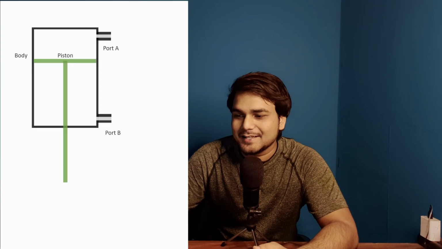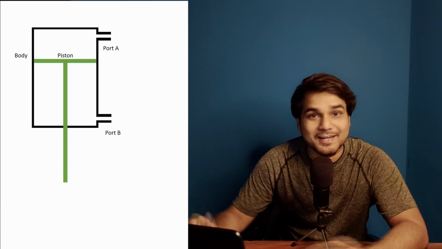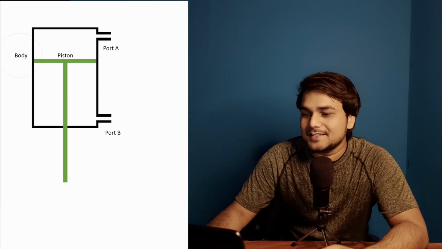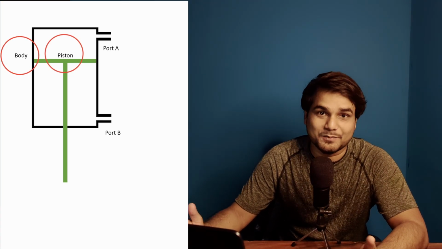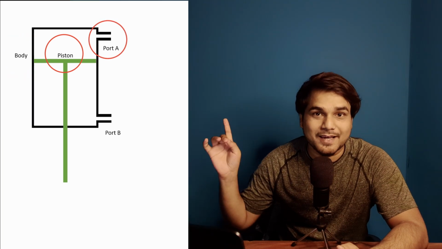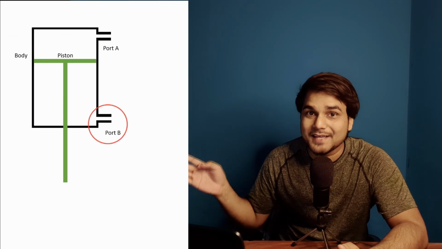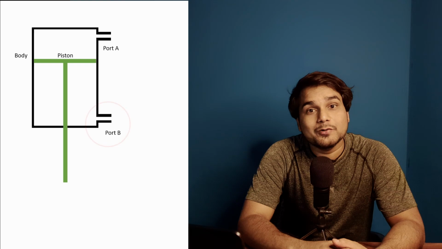And let's say this is the pneumatic cylinder diagram, a dual acting pneumatic cylinder diagram. And this is the body part and this is the piston of the pneumatic cylinder. And there is a port A at the top and there is a port B at the bottom. And now I want your closer attention here.